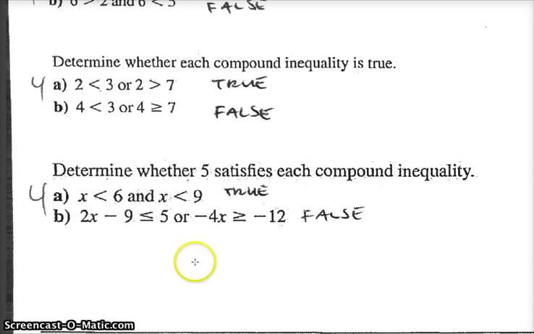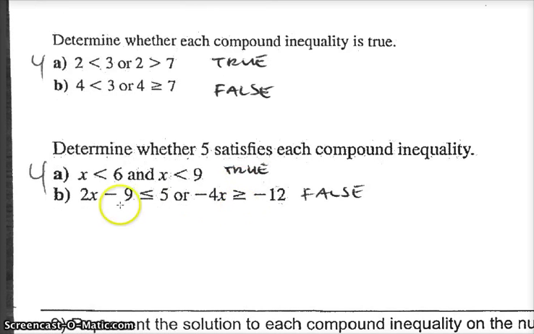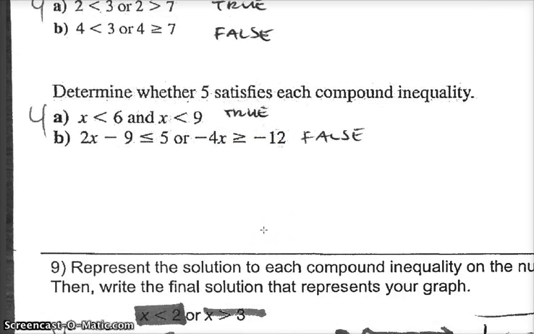This question here asks you to do a little bit of work. They're saying determine whether the number 5 satisfies each compound inequality. Is 5 less than 6? Yes, it is. Is 5 less than 9? Yes, it is, so it's true. Here, if you did the work, you add 9. It'll be 14. x is less than or equal to 17. That is true. If I divide by negative 4 on both sides, this would be x is less than or equal to 3. And 5 is not less than 3, so that's false.